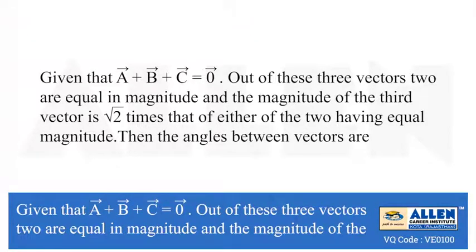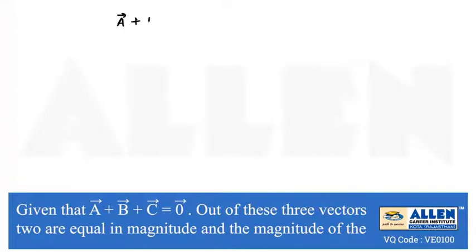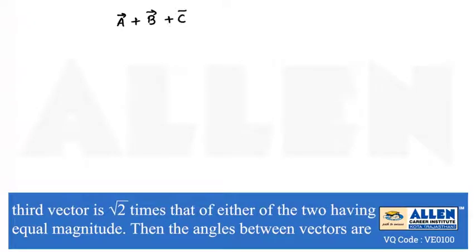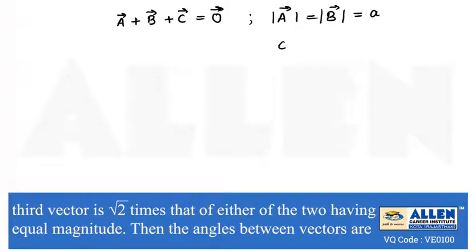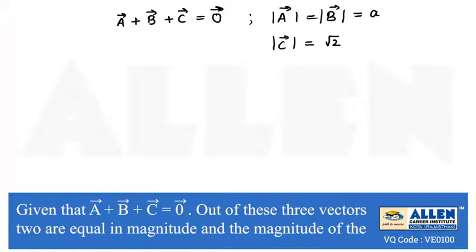Here we have three vectors, a vector, b vector and c vector, and the condition between them is a vector plus b vector plus c vector is equal to 0 vector, or we can say null vector. It is also given that two vectors, suppose a vector and b vector, have the same magnitude, suppose small a, and the third, remaining vector, c vector, has magnitude root 2 times that of either of the two having equal magnitude. So either of the two has magnitude a, and c vector has magnitude root 2a.